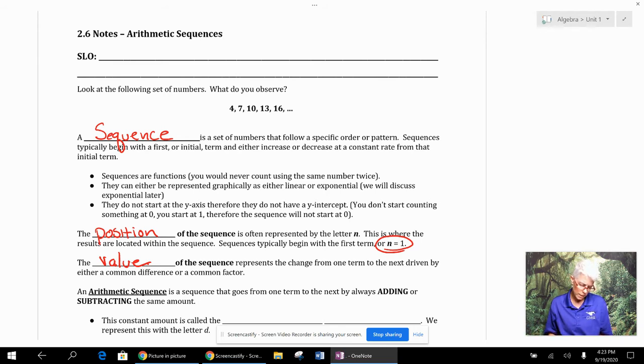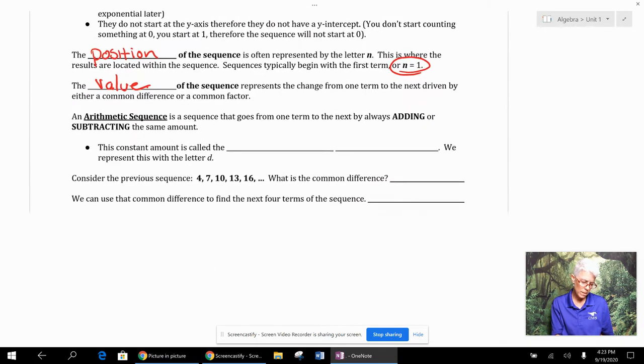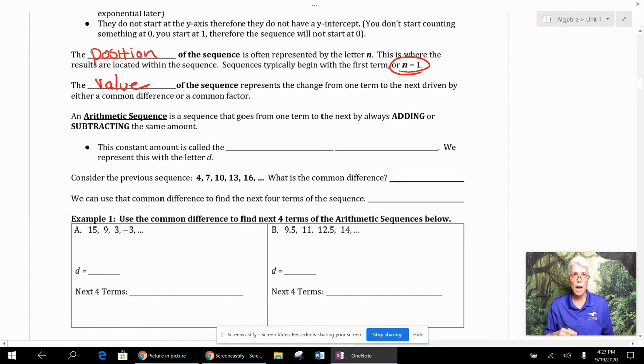An arithmetic sequence is a sequence that goes from one term to the next by always adding or subtracting. The constant amount that we're adding or subtracting is called the common difference. And when you see the word difference, you think that you're subtracting, and you are. But think about, again, the pattern 2, 4, 6, 8, 10. The difference between the 2 and the 4, whether you're going up by 2s or backwards by 2s, is 2. So it's the difference between the two numbers.